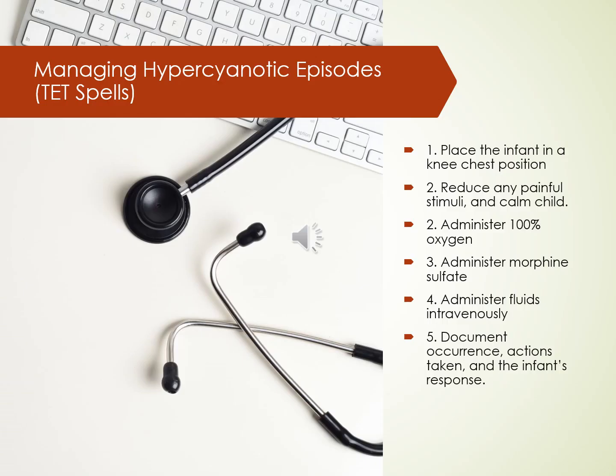When children have hypercyanotic episodes, we need to know how to manage them. We often call them TET spells. They may also be able to give propranolol to prevent a hypoxic event. And keep in mind, if these TET spells are not treated, this can lead to syncope, seizure, stroke, and death.